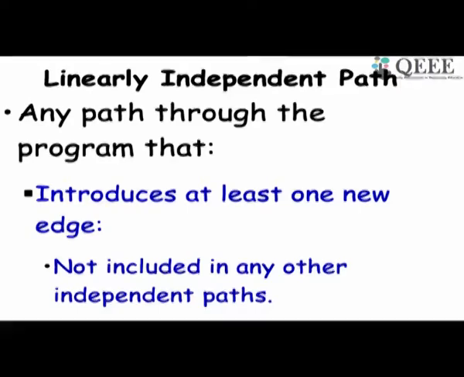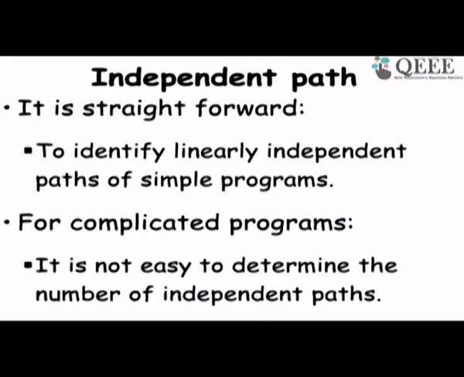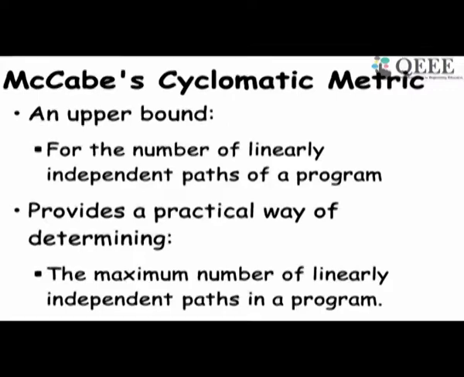So how do we identify them? Okay, for a small program you can identify what the linearly independent paths are, but for a complicated program, just by looking at it, it becomes very hard to identify them. And we will use the result of McCabe's metric, which is very easy to compute.